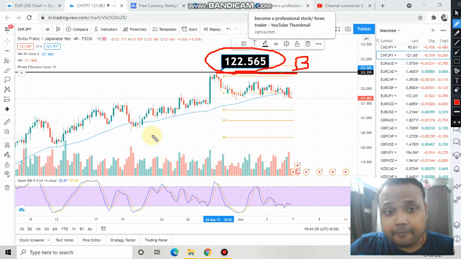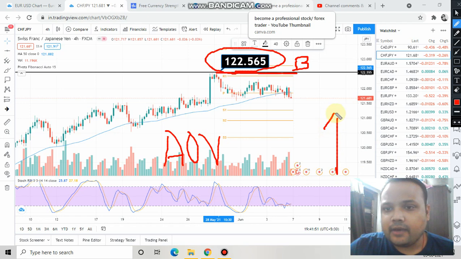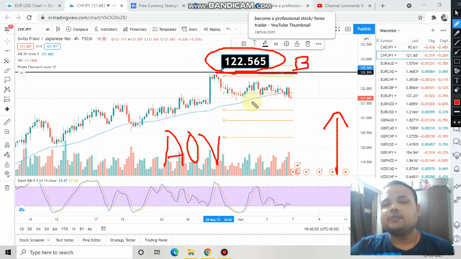And secondly, in my every video I always speak of area of value. Area of value is nothing but the best trading opportunity or the best trading spot. So this market, CHF JPY, is in uptrend, no doubt about it. So in an uptrend market, the area of value or the best trading opportunity is always near the support. Whereas in a downtrend market, it is always near the resistance. But this market is in uptrend. Therefore, we need to find the support.